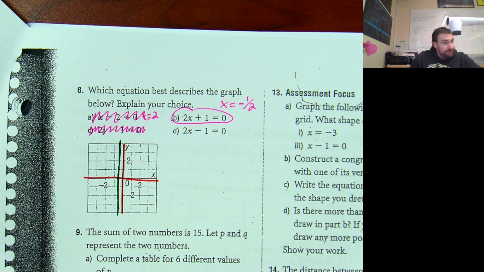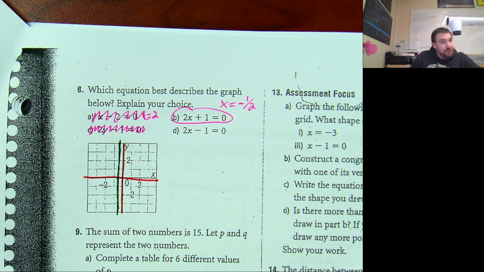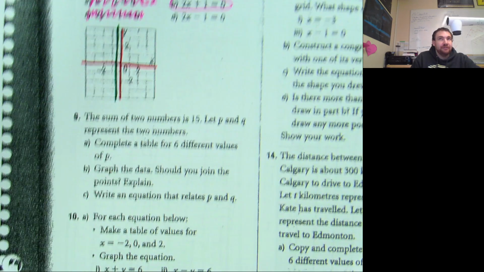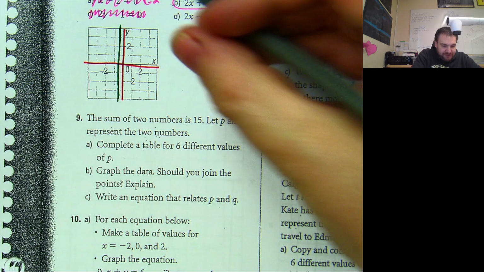Okay. Number 9, Kyla. The sum of 2 numbers is 15. Let P and Q represent the 2 numbers. So the easiest thing to do here is actually to start with C and then do A and then do B. So if the sum of 2 numbers is 15, what's that equation going to be? P plus Q equals 15.